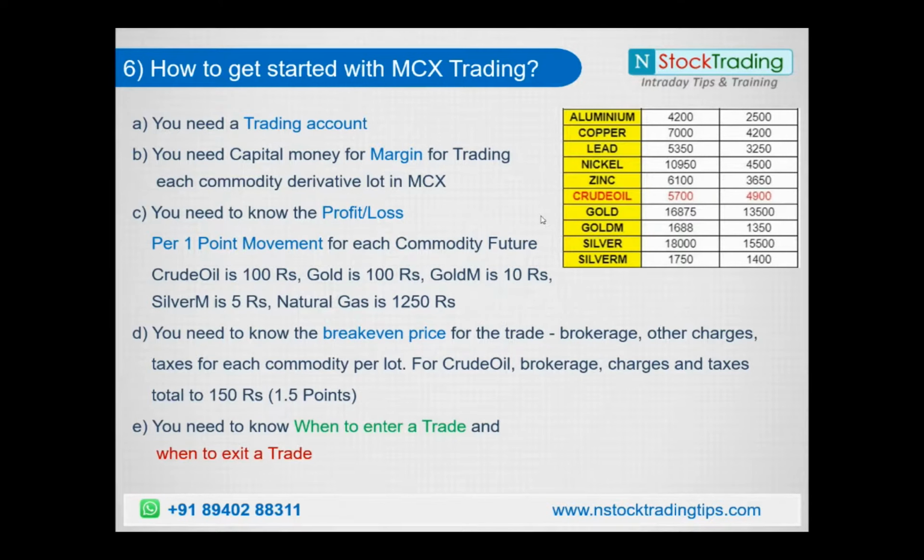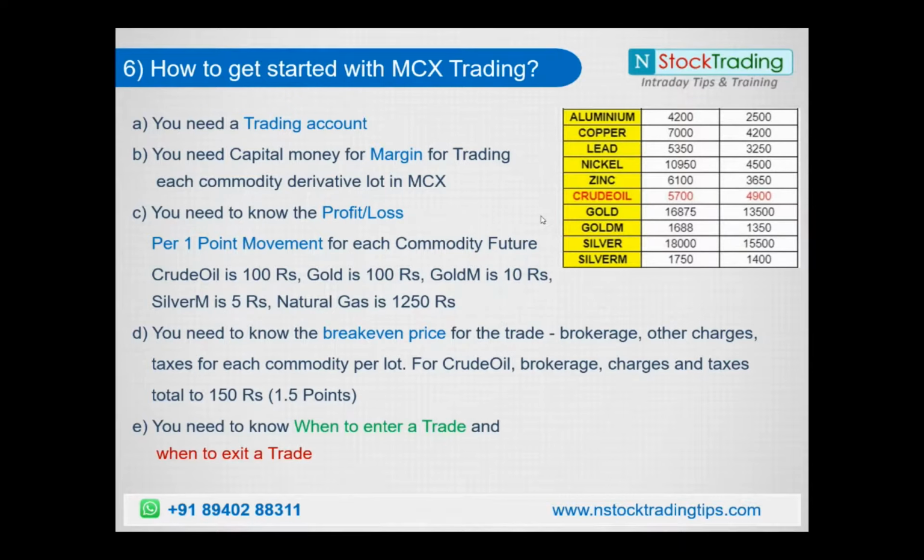Similarly, for gold, for 1 point movement, it is 100 rupees. For gold M, it is 10 rupees. For silver M, it is 5 rupees. For natural gas, it is 1,250 rupees per point. So you should be aware of these single point movement profit and loss. What can be the price? Because this is your risk management. So you should be aware of what will be the maximum loss you will face and what will be the potential possible profit you will get.